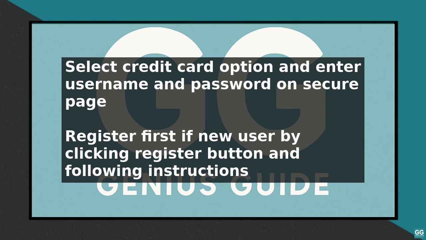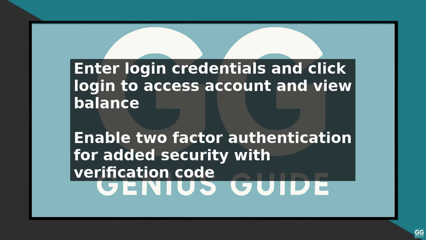If you have enabled two-factor authentication, you may be prompted to enter a verification code sent to your registered phone or email. After successful login, you can view your credit card account balance, transaction history, and make payments. You can also update your account settings, such as changing your password or updating your contact information.